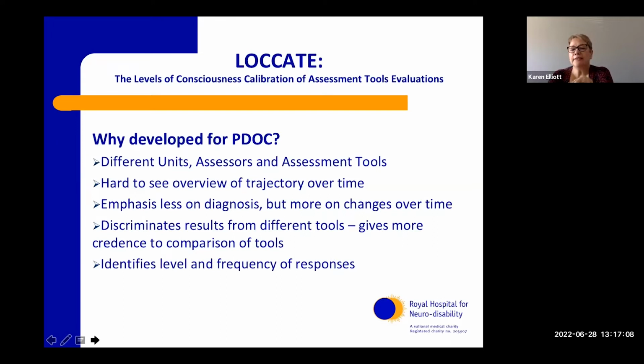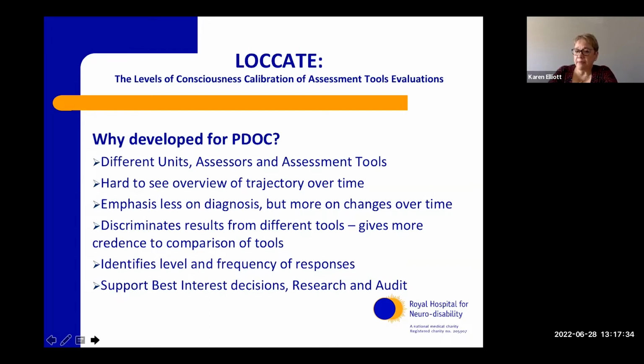We also want to identify levels and frequency of responses so that we can see changes, and we can see things that are altering and things that are staying the same. And so LOCCATE is going to provide that. And also we were thinking of the tool being able to support these best interest decisions. So for having evidence to make decisions about what we're going to do in terms of resources, informing families about changes in intervention perhaps, and using a tool that we can clearly see what's happening with the patient is useful to discuss with the families.